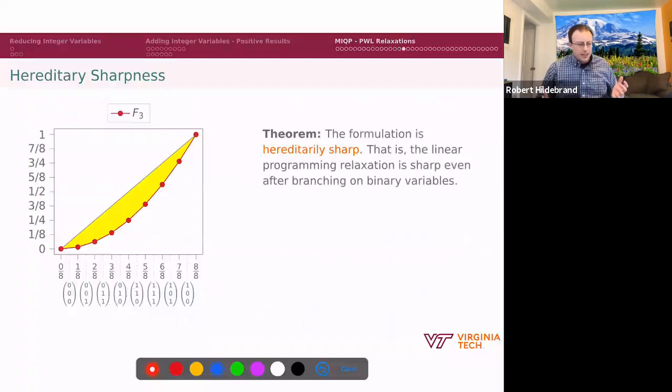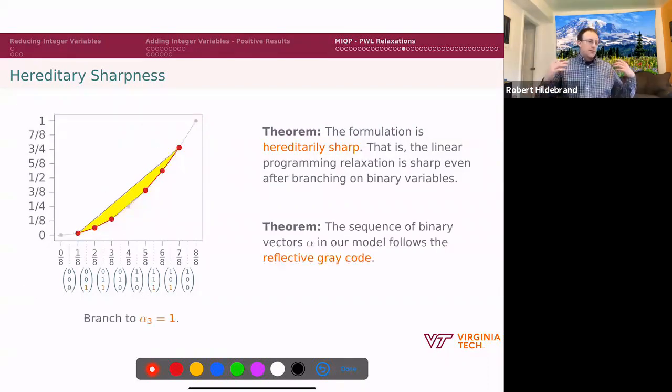That's sharpness. And I think really the more interesting piece is this hereditary sharpness. And this has some fun connections. As I said, with hereditary sharpness, what we're going to do is think about branching on some variable and then asking what happens in the projection afterwards. So what I've done here is labeled my alphas. For every x, I can pick out the binary string of alpha variables that corresponds to that x. And I've labeled where these alphas lie in the region here.